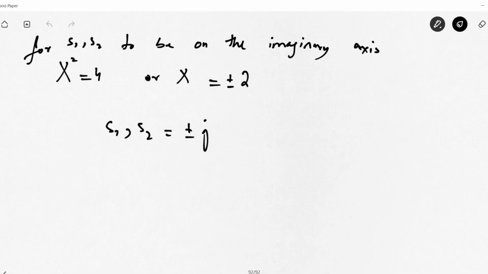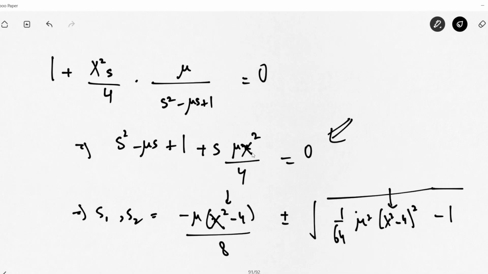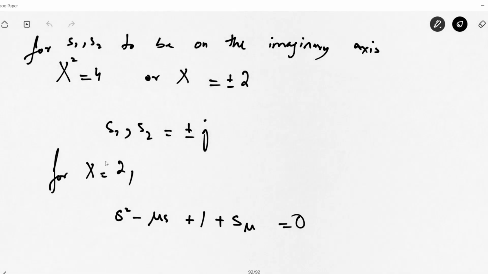So for x equal to 2, let us see what will be the frequency of oscillation of the system. The characteristic equation is s square minus mu s plus 1 plus s mu x square divided by 4. Substituting x equal to plus minus 2 in this equation, we get s square plus 1 equal to 0, because the mu s terms cancel out. That means again s is equal to plus minus j will be the solution of this equation.